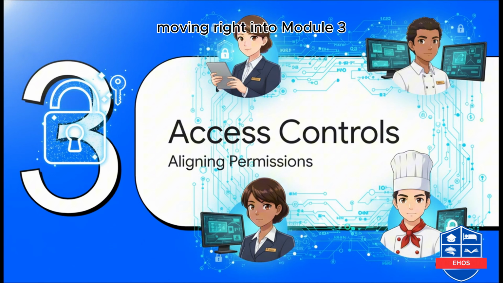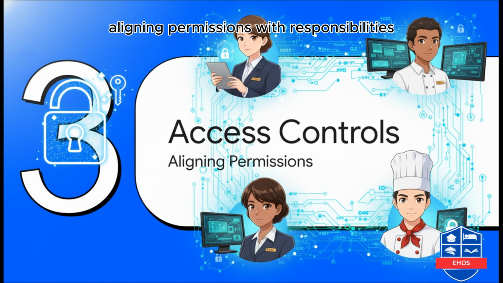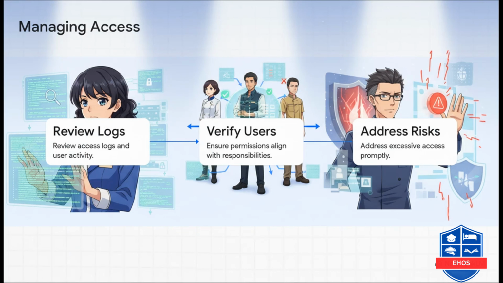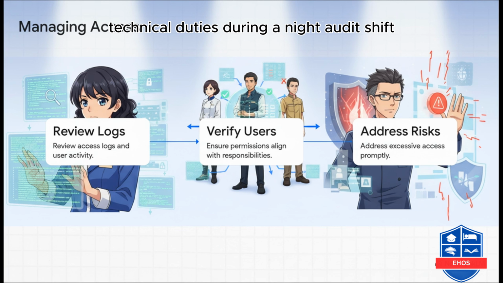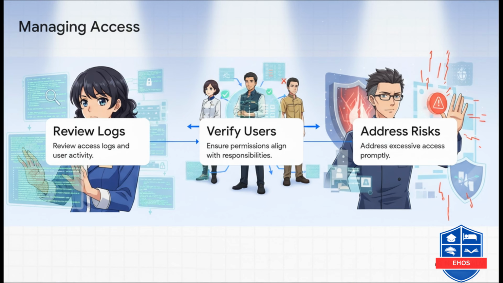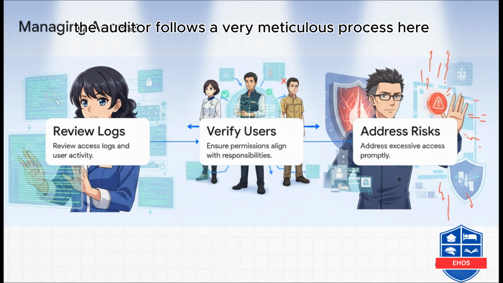Moving right into Module 3, Managing System Access Controls, Aligning Permissions with Responsibilities. Let's see how this builds into the actual technical duties during a night audit shift. Managing system access controls is really all about making sure people can only see what they absolutely need to see. The auditor follows a very meticulous process here.